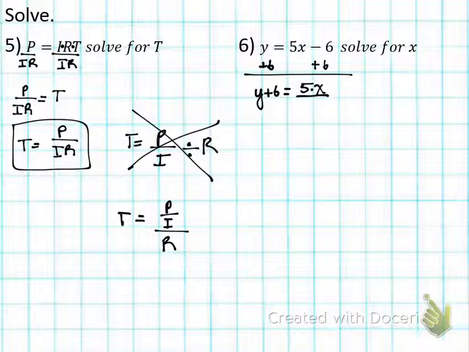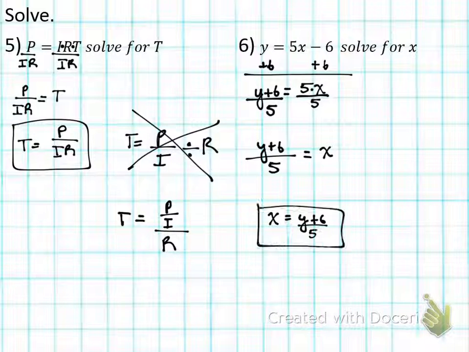Are there any subtraction signs by the x anymore? Addition signs? Division signs? Multiply signs? Yep. What's being multiplied with x? 5. What's the opposite of multiply by 5? Divide. Divide by 5. Never a trick question. You just got to do the opposite, right? And that's it. And then we're going to do symmetric property, so x is equal to y plus 6 over 5. Okay? Does that make sense? I'm going to leave that one up there in case anyone didn't write it down correctly. Let's put these in your notes. Okay? And that concludes the lesson.